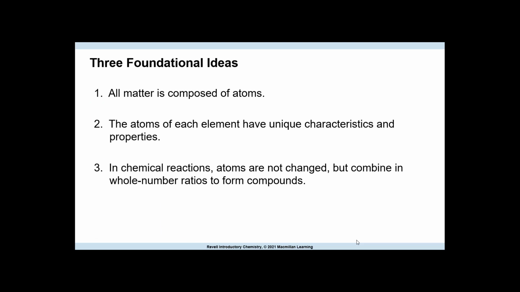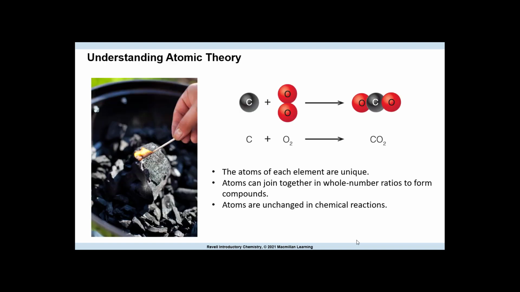In chemical reactions, atoms are not changed, but combined in whole number ratios. That is 1 carbon for 2 oxygens. Those are whole numbers. We will deal with fractions in a sense when we're doing some calculations, but we will never end up with anything that's not a whole number.